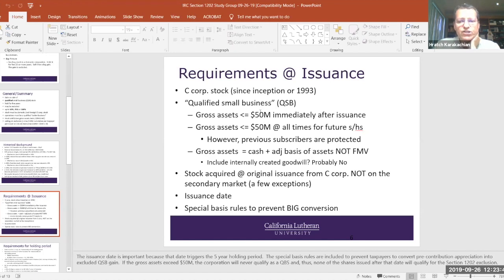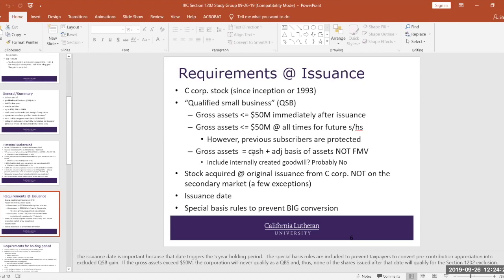However, the original investors, in my example, those two individuals that formed the entity and put in the $1 million each, those two individuals would be protected if years down the line, 5 or 10 or 15 years later, there was a need for additional capital and the gross assets go above 50 million. Future subscribers, future purchasers could not get Section 1202 benefit, but the original investors, the original contributors would be able to get Section 1202 benefit.